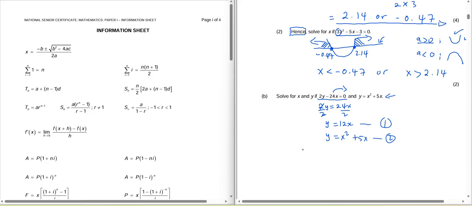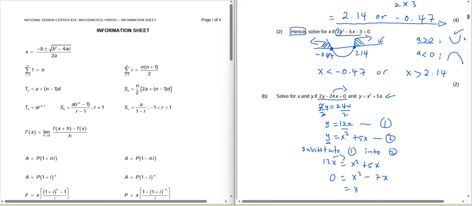Now, what I am going to do is substitute 1 into 2. What that means is, where there is y, I'm going to replace it with 12x. So 12x is equal to x squared plus 5x. And then it's a good habit to have everything on one side. So it will be 0 this side, and then this is x squared, and then 5x minus 12x, that will be minus 7x.